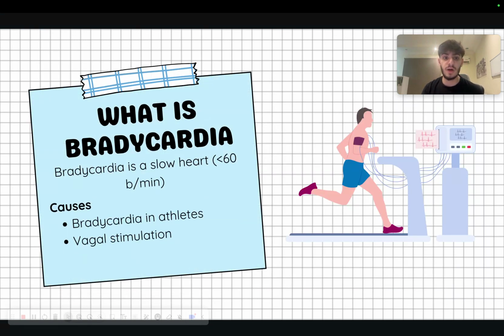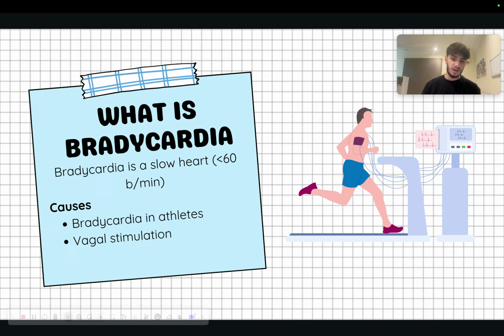Now let's talk about bradycardia. Bradycardia is basically the opposite of tachycardia. The heart is slower. The heart beating is much slower. Now, two causes of bradycardia are bradycardia in athletes and vagal stimulation.